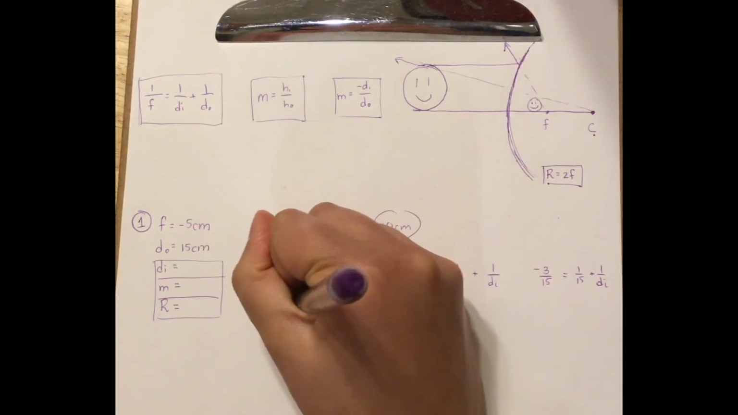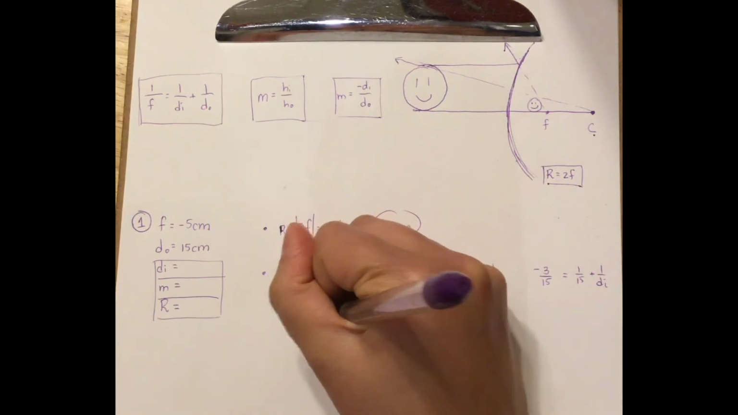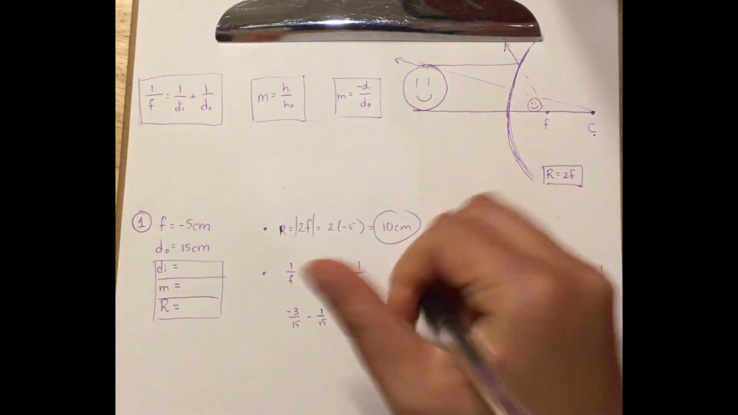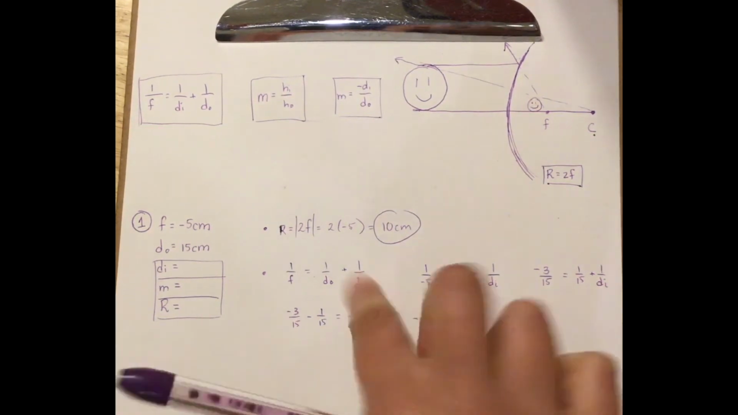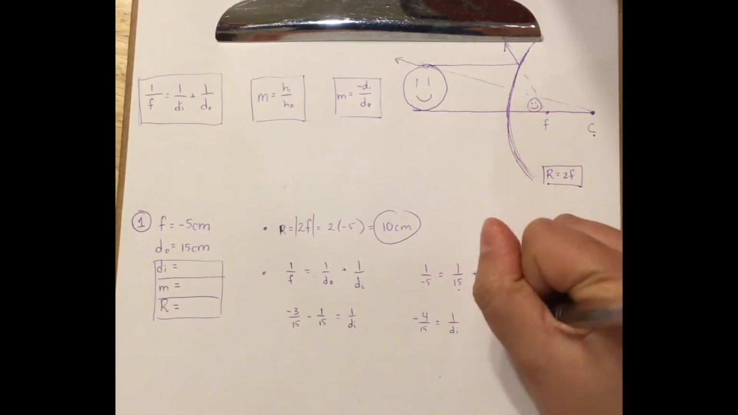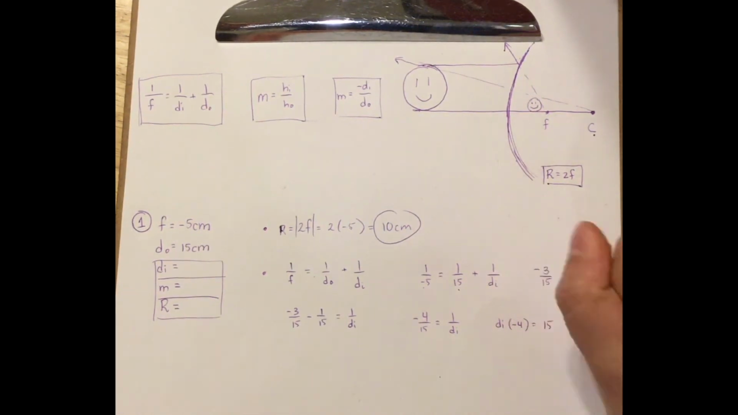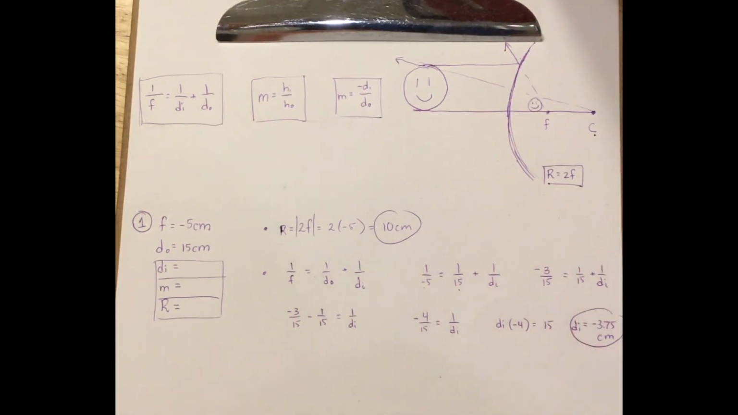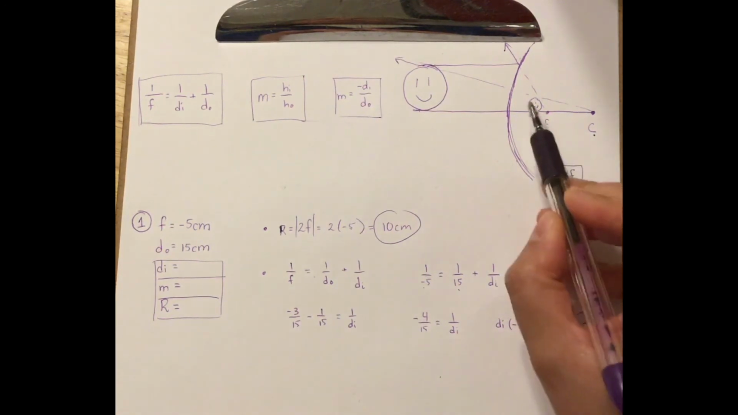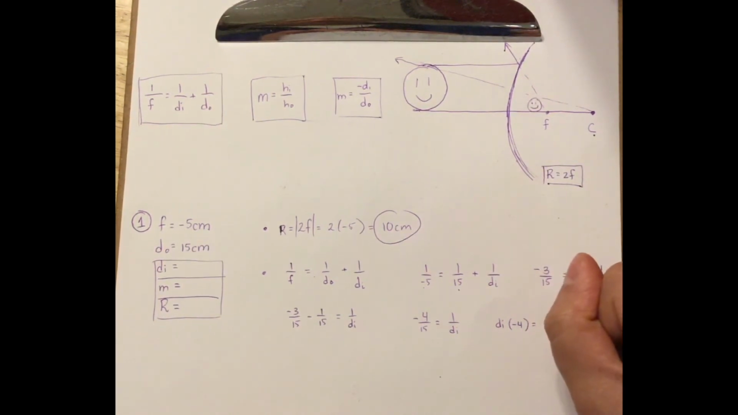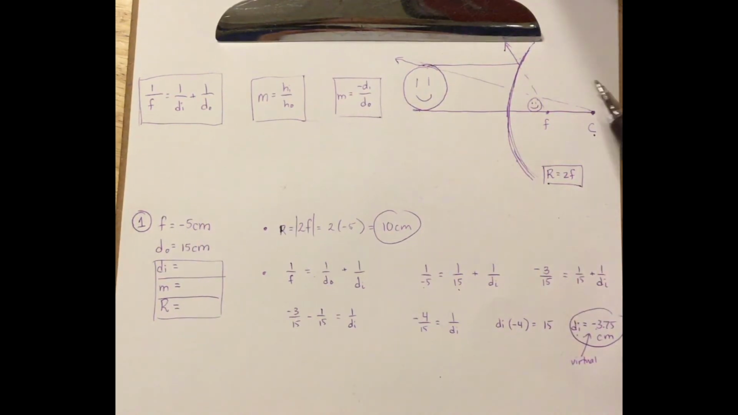Subtracting 1/15 to the other side, that's negative 3/15 minus 1/15 equals 1 over di. That's negative 4 over 15 equals 1 over di. And so let's cross multiply to solve. Di times negative 4 is equal to 15. Therefore, di is negative 3.75 centimeters. And if you are a person that needs reminding here, negative for an image distance means virtual. And hey, that meets up with over here. If di is negative, that means it's a virtual image. That's exactly what I drew for the ray diagram and what I would predict if I went and memorized that chart, right?